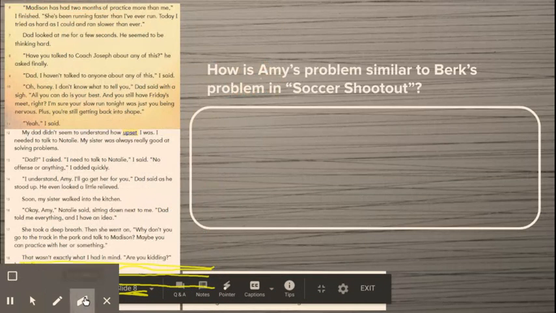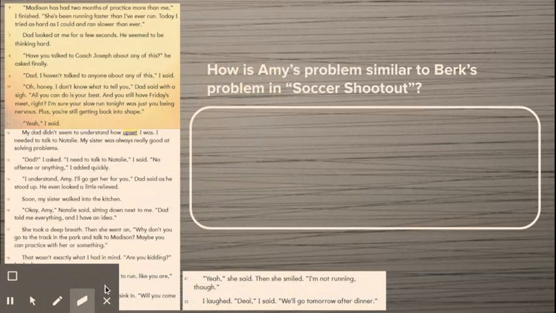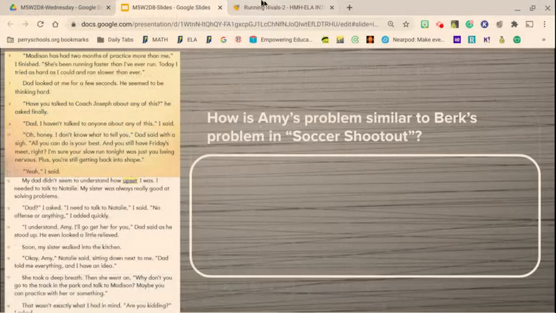All right, we're going to continue reading in our book. Let me get to the page.